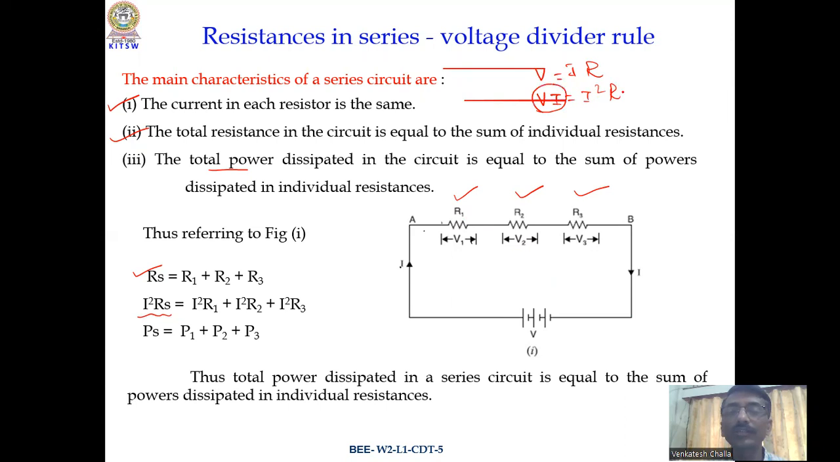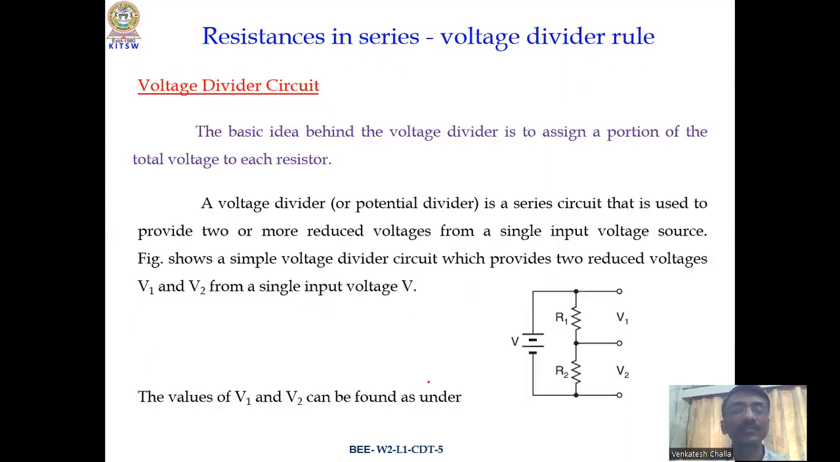What is voltage into current? It is nothing but power. Voltage into current is nothing but power. So power, the other formula, is I square into R. So therefore, this is nothing but the total power absorbed by the circuit, PS. It is power absorbed by R1, power absorbed by R2, power absorbed by R3, or power dissipated in R1, power dissipated in R2, power dissipated in R3. Actually, power is absorbed by the resistor. That absorbed power is not stored inside the resistor. It dissipates in the form of heat. So therefore, power absorbed and power dissipated mean the same. So the total power dissipated in a series circuit is equal to the sum of powers dissipated in individual resistances.